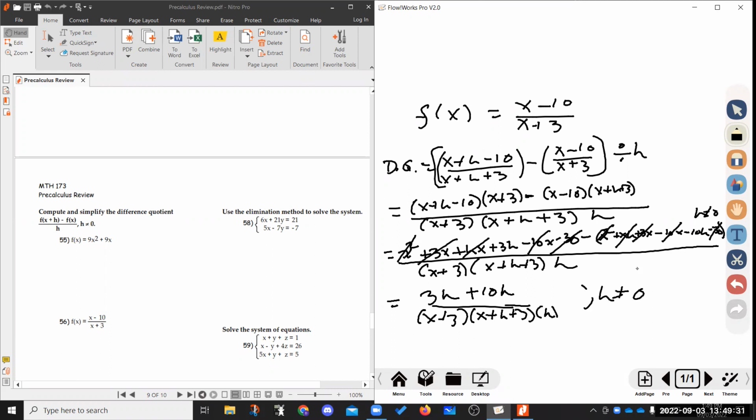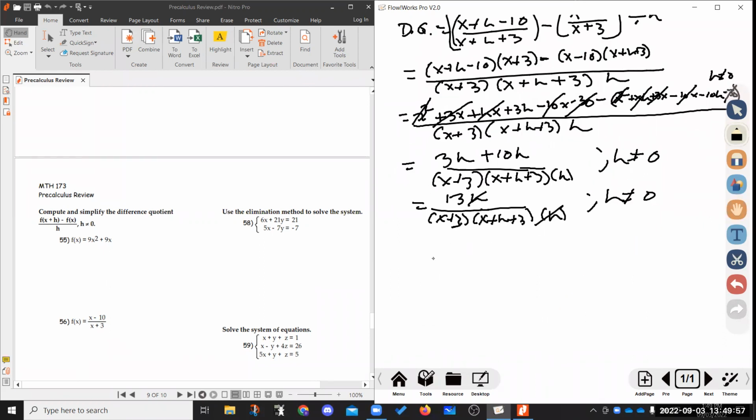So I have only the h terms left. That's going to give me 13h over x plus 3 times x plus h plus 3 times h. Since h is not 0, we can cancel there. And we get a final answer for our difference quotient of 13 over x plus 3 times x plus h plus 3. That was exciting. All right.